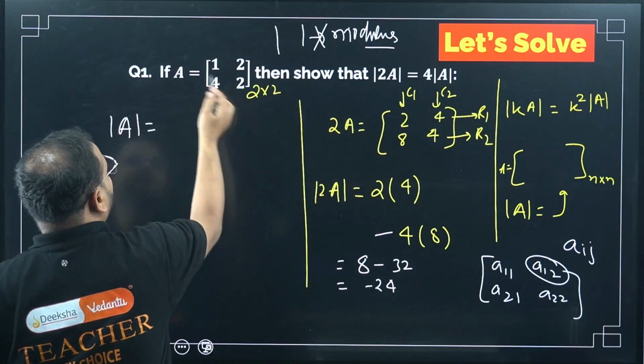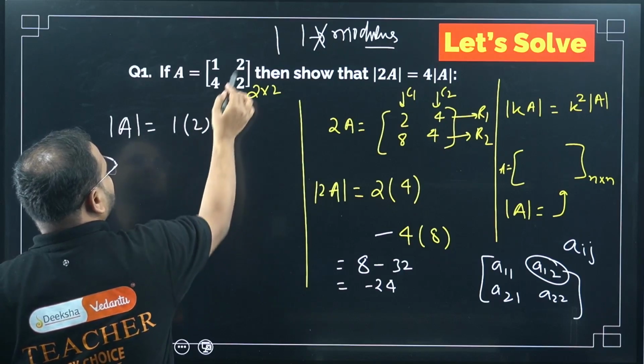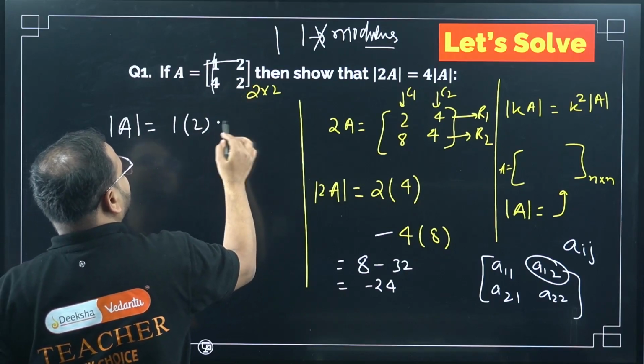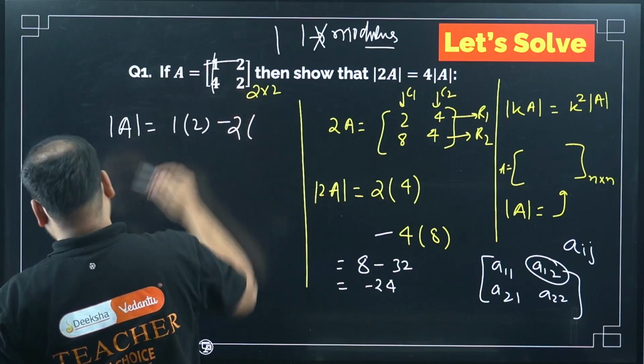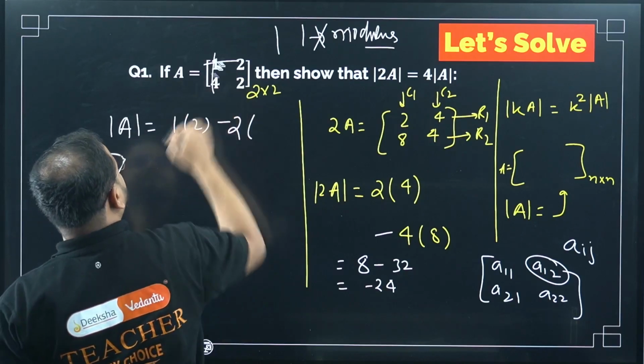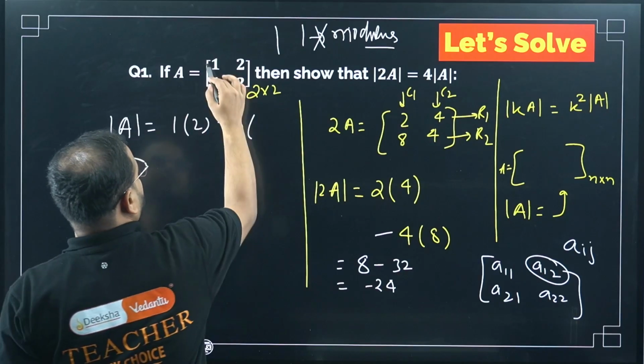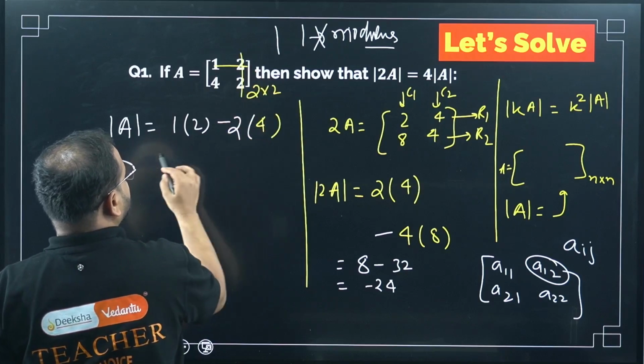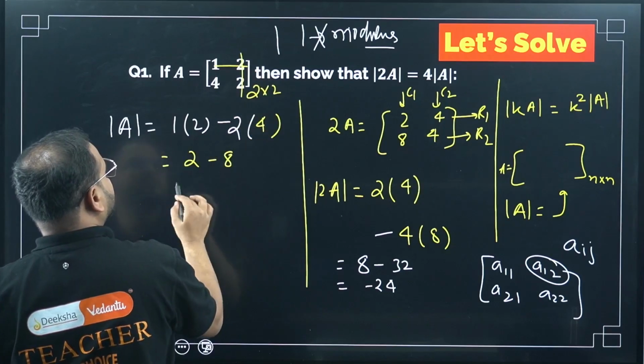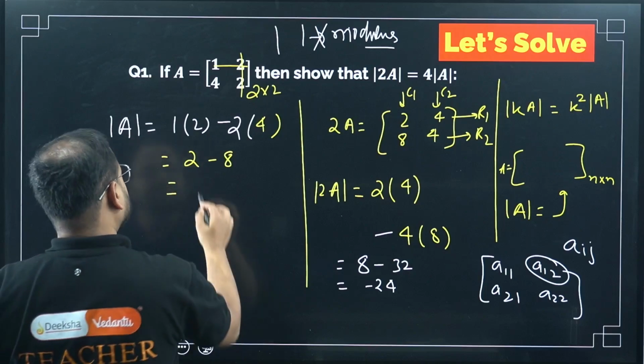It will be the same if I do it. For 1, what is left? 2 is left, so I'll write it like this. Then I'll do minus 2. In this case, what will I have left? Please check. I'll have 4 left. How much is this? 2 minus 8. Please check. Minus 6.